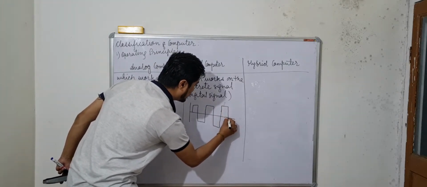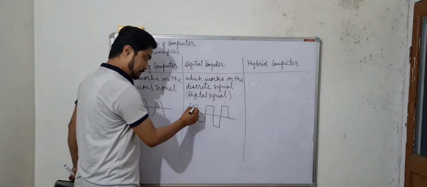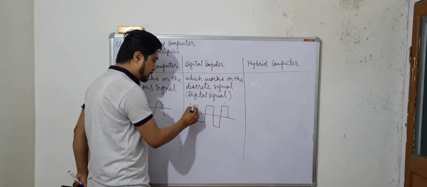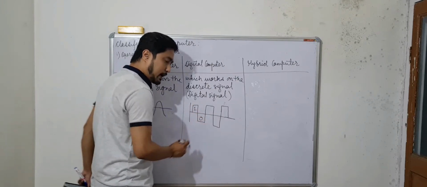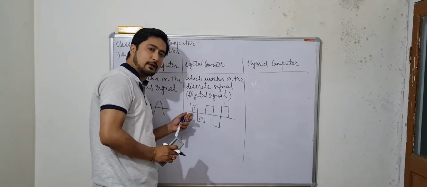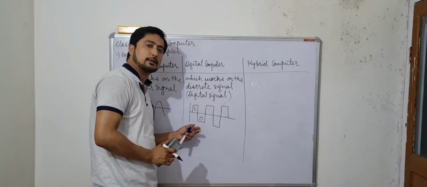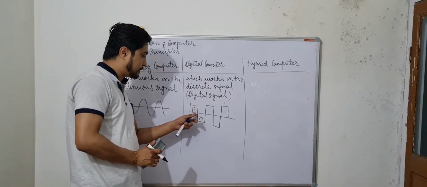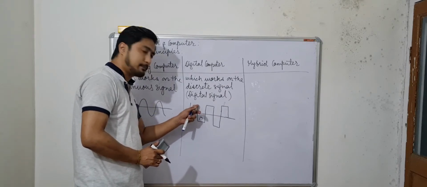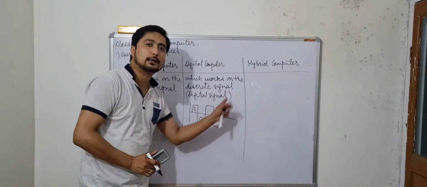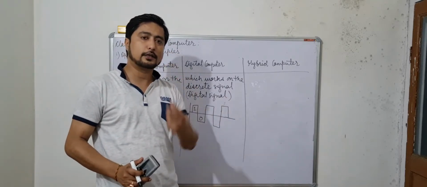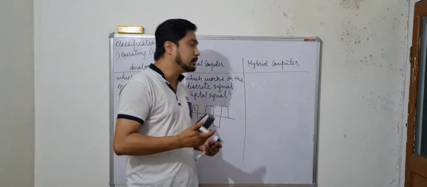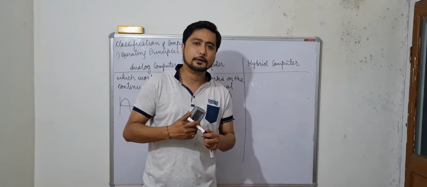So this is what? Digital signal. This is a line, and the upper signal is represented by the value 1 and the down signal is represented by the value 0. Since it is a discrete signal, there is a breaking. Here there is a break, here there is a break. So this is not continuous in manner. This is a digital computer. The computer which works on the discrete signal is known as digital computer.